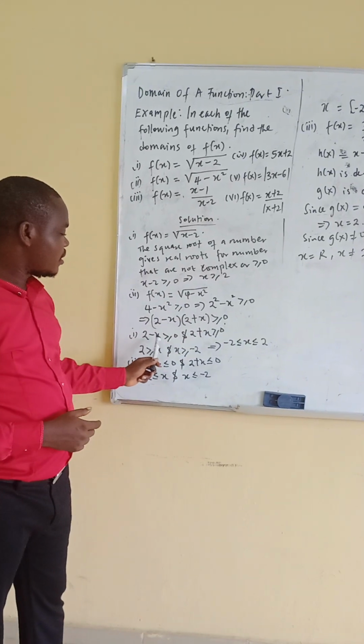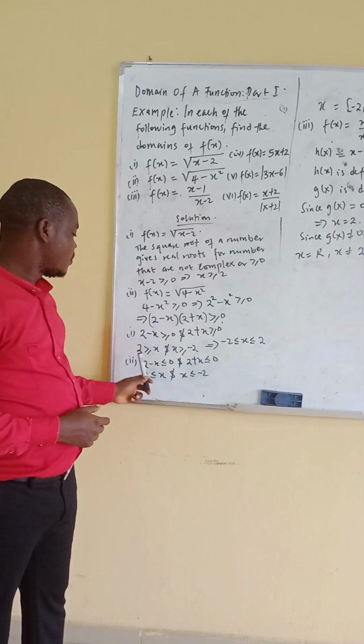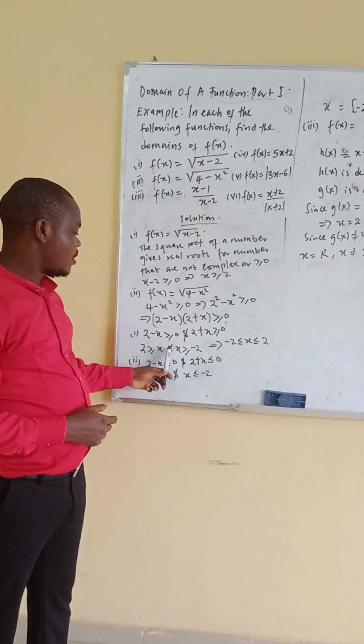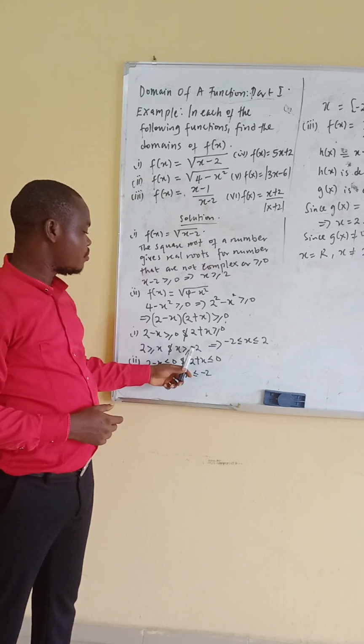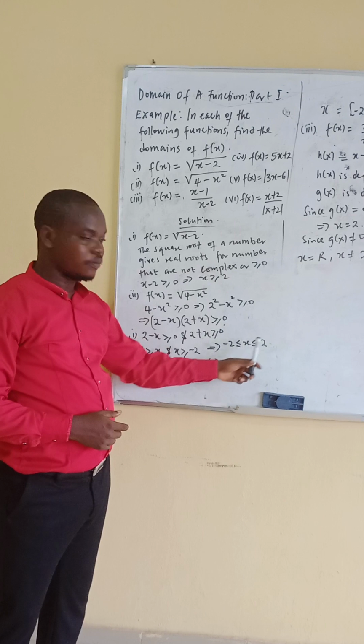So we have 2 minus x greater than or equal to 0 and 2 plus x greater than or equal to 0. Now 2 is greater than or equal to x and x is greater than or equal to minus 2, which implies, combining these two, that minus 2 is less than or equal to x less than or equal to 2.